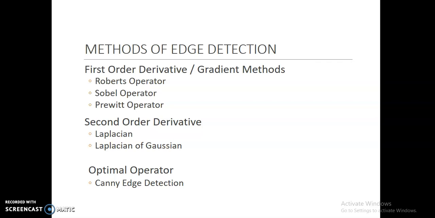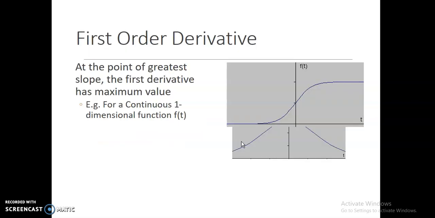That is the first order derivative. What is the first order derivative? As you can see, this is a one-dimensional function f(t). At the point of greatest slope, the first order derivative has the maximum value. The first order derivative is dy upon dx.